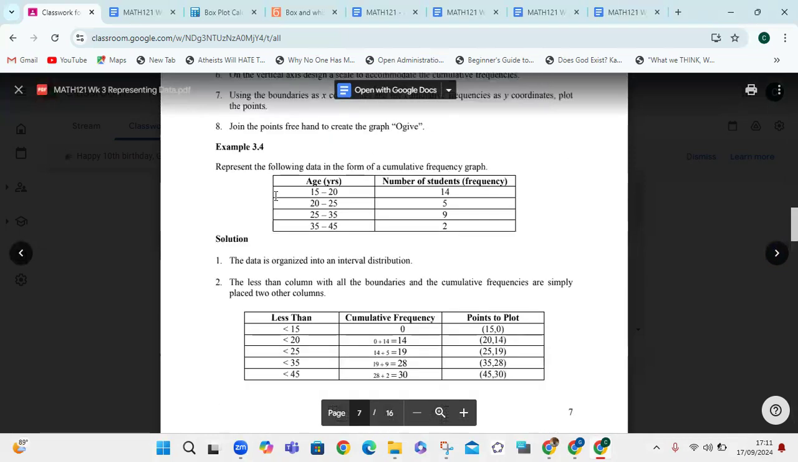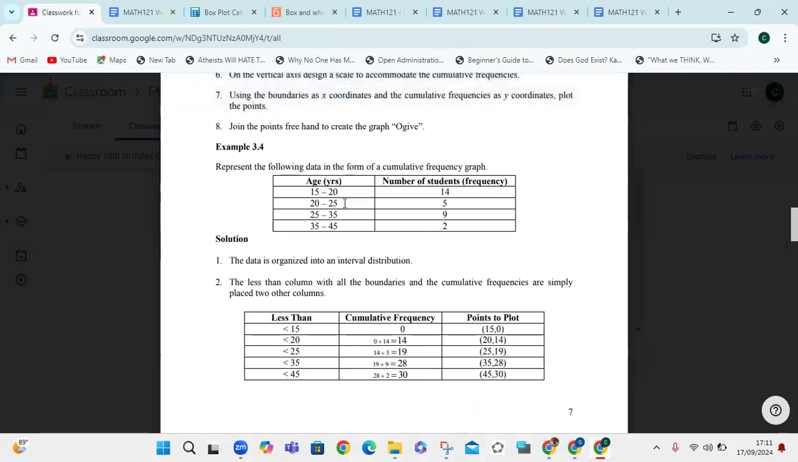As you can see, here is the data in the form of an interval table. It's about the ages of some students. And here is the cumulative frequency table. Here's the less than column with the rows, with the boundaries, sorry. 15 is the lowest boundary, that's why you have less than 15. Then you have less than 20, followed by less than 25, 35, 45, etc.